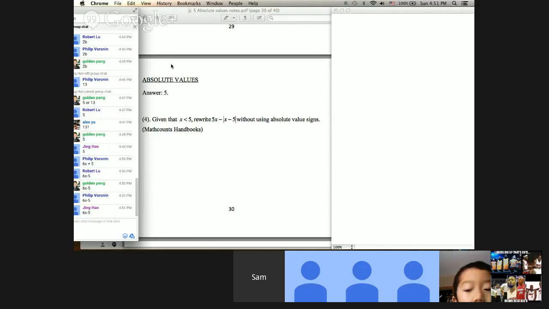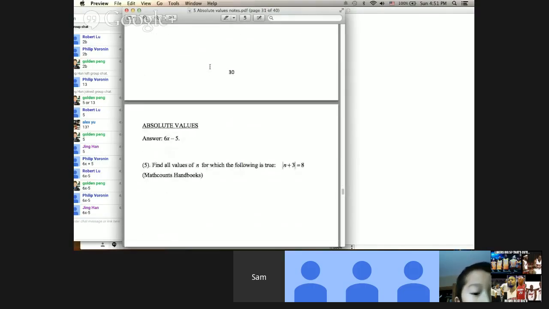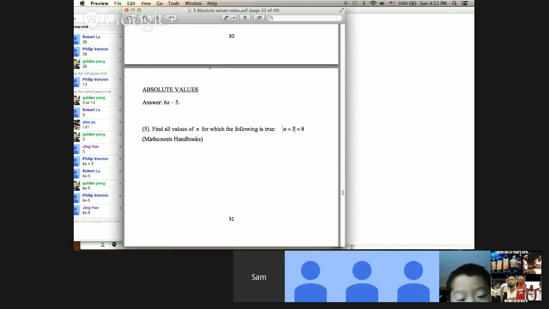Right. Nice job. I think everybody got it in the end. It's 6x minus 5, so I don't think I'll explain this one. Okay. Find all the values of n for which the following is true: n times the absolute value of n plus 3 is equal to 8.